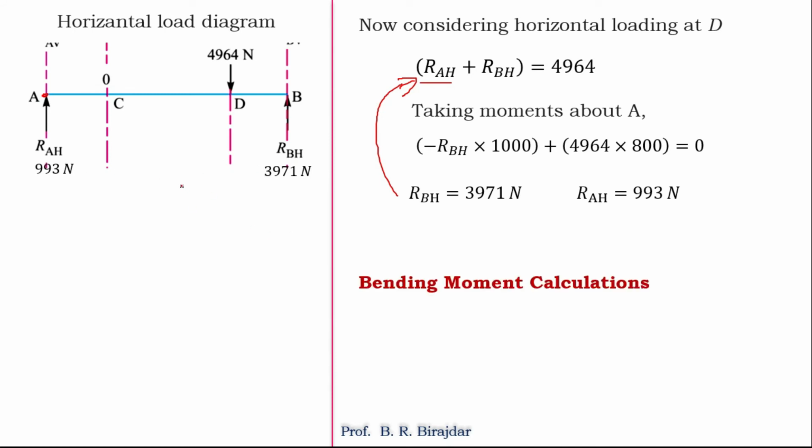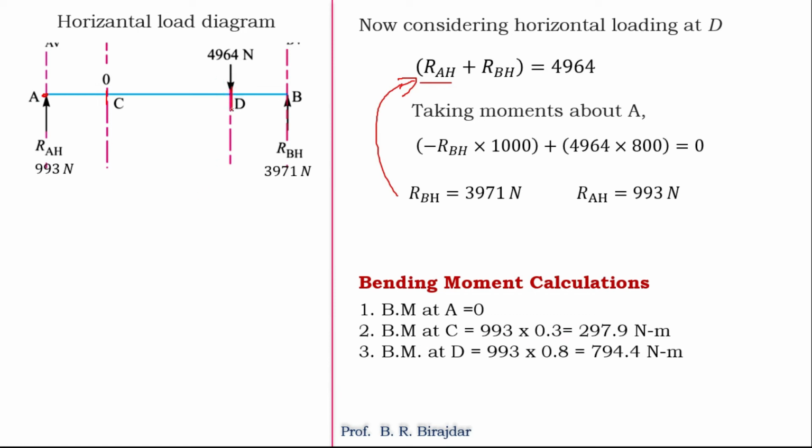Now we can draw the bending moment diagram based upon the bending moment calculation. So we will try to calculate the bending moment. We have to take the bending moment at points A, C, D and B. First, the bending moment at point A: there is no force towards the left hand side, therefore it is 0. And when I say the bending moment at point C, on the left hand side there is one force at a distance of 300 mm. So 993 into 300, and that is rotating in the clockwise direction. So therefore we will get the bending moment at C.